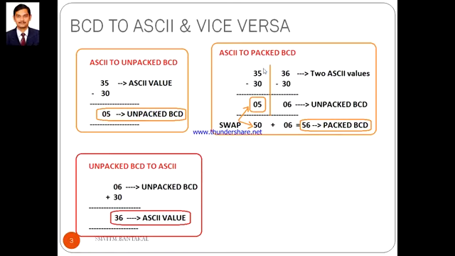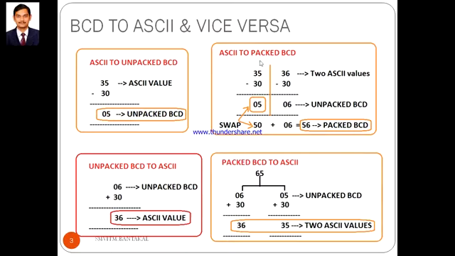We have to first consider the two values, then subtract 30 from each individual value. Once we get the results separately, which are unpacked BCD values, the higher byte of data needs to be swapped, so you convert 05 to 50. Then add it with the lower byte of data, which together gives you a result of 56, which is a packed BCD. This is a simple process to understand ASCII to packed BCD.